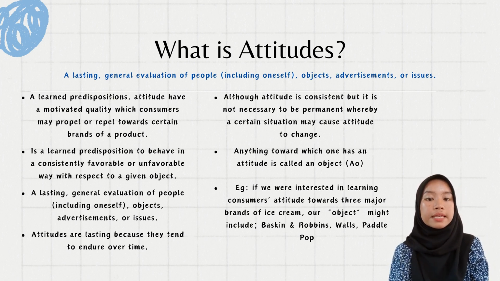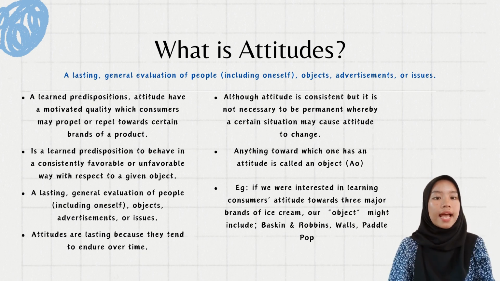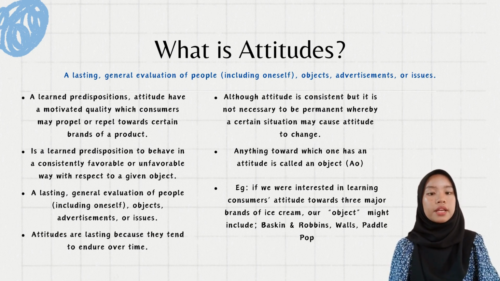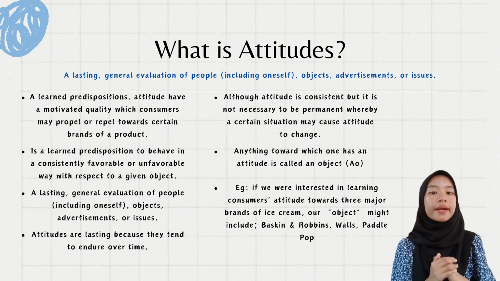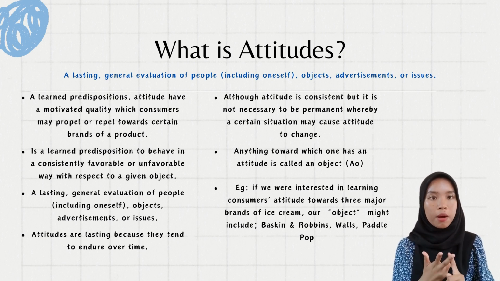Attitudes also are lasting because they tend to endure over time. Although attitude is consistent, it is not necessarily permanent, whereby a certain situation may cause attitude to change. Anything towards which one has an attitude is called an object. For example, if we were interested in learning consumers' attitude towards 3 major brands of ice cream, our object might include Baskin-Robbins, Walls, and also Pedal Pop.